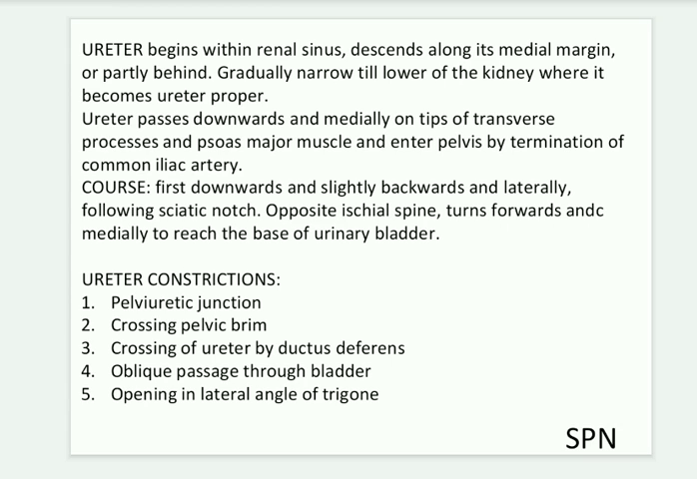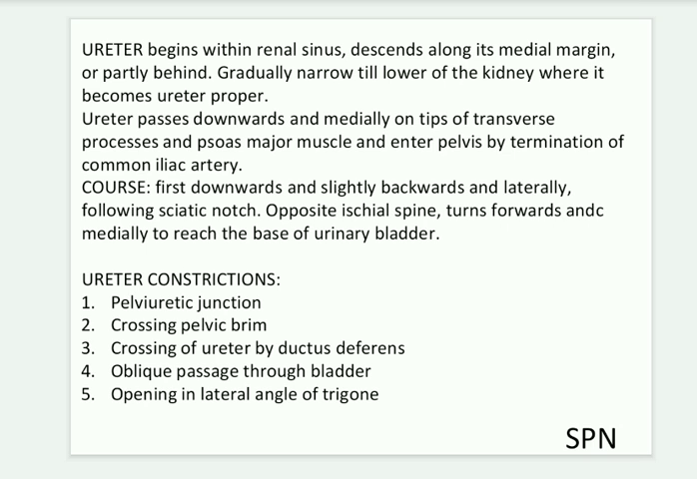Next, you can see some of the constrictions. There is the pelviureteric junction, the crossing of the pelvic brim, the crossing of the ureter by the ductus deferens, and the oblique passage through the bladder, opening at the lateral angle of the trigone.